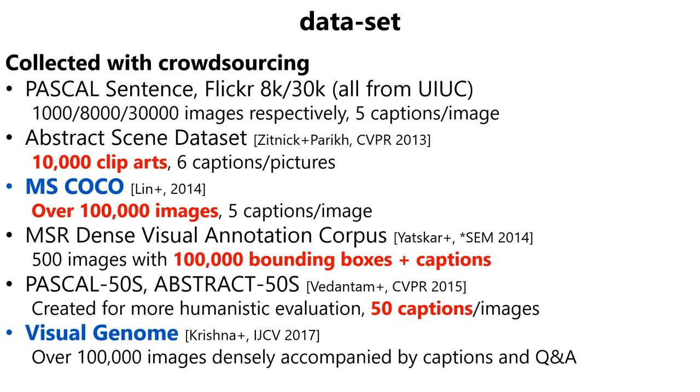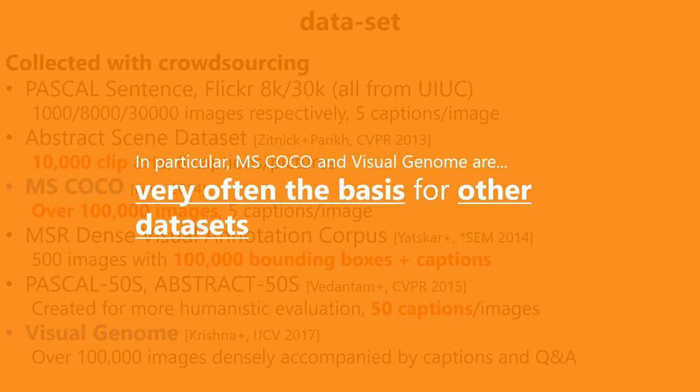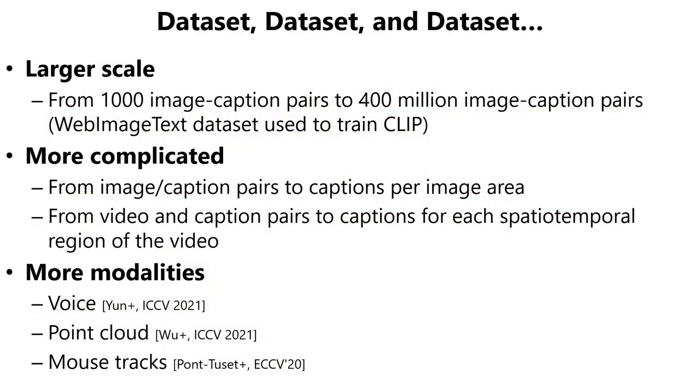COCO and Visual Genome are often used as a base for other research and datasets, and new vision and language challenges are solved by adding other metadata. Afterwards, there are really a lot of these kinds of datasets out there. A larger dataset that collects hundreds of millions of image caption pairs from the web is used for training CLIP, which is being used for image text representations. A more complex dataset is a combination dataset of text and video, which is a kind of dense captioning for each region of an image, and then more complex captioning for a region from a time to another time on the video.